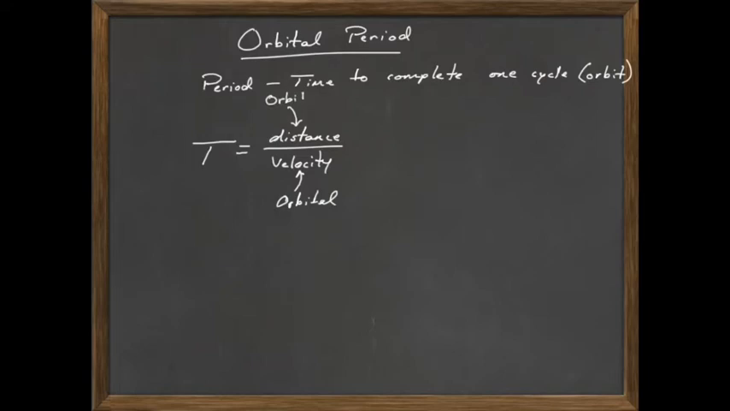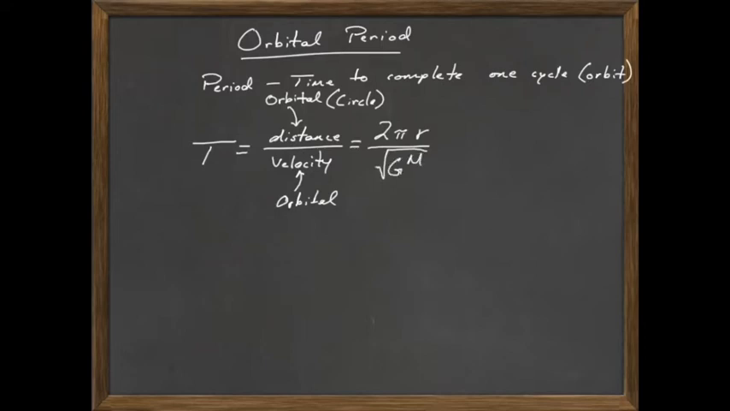Okay, so let's look at how we calculate this. You'll recall that orbital period was with a capital T, and if I wanted to simply calculate period, or time, really, it's the distance divided by the velocity. The velocity is the orbital velocity, which we found in the previous slides.